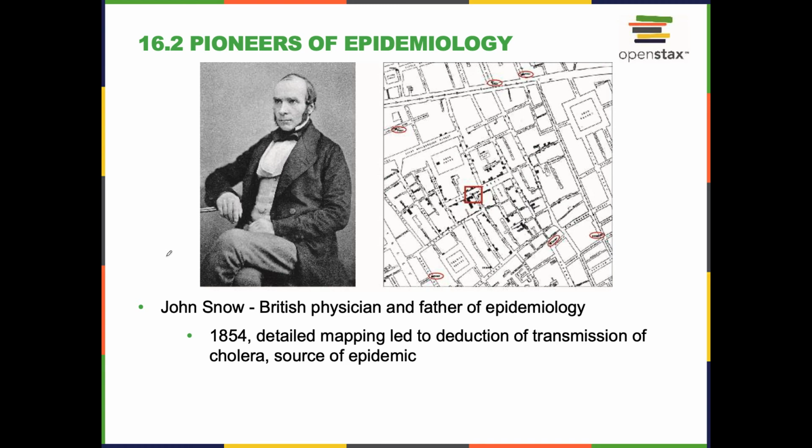So he just started mapping that. And he started to notice there's this cluster of people around this one well, the Broad Street pump, where they got their water from. And then he recommended, based on that, why don't we remove the handle from this well so you can't get water from there anymore? And then they did that, and the incidence of cholera greatly reduced suddenly, simply because people weren't getting water from the well anymore.